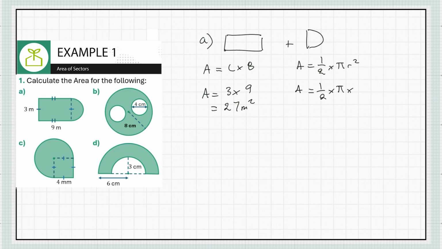And then for our semicircle, our area equals 1 over 2 multiplied by pi multiplied by our radius squared. Now for this particular one, we've been given 3 as our diameter, so our radius is actually 1.5 squared. If you look at it closely, you can see that the line that corresponds with the 3 and the semicircle is all the way across. It doesn't go to the halfway point, so you have to divide it by 2.